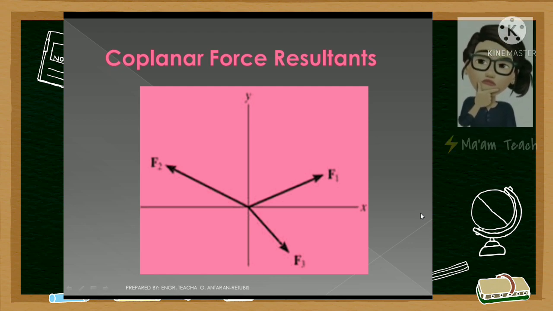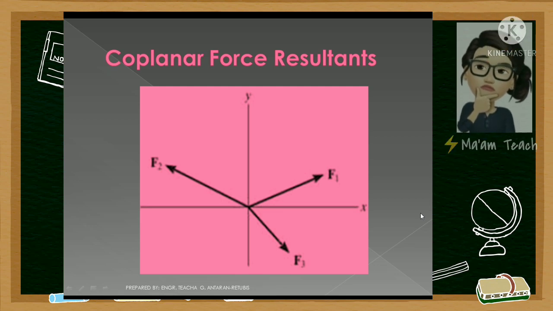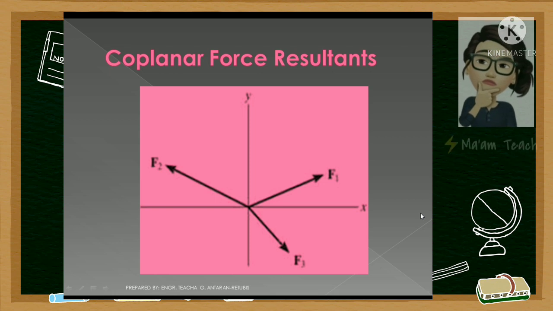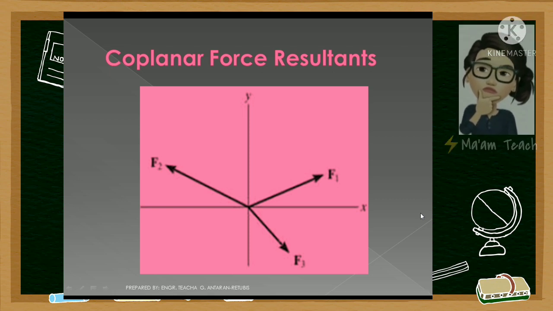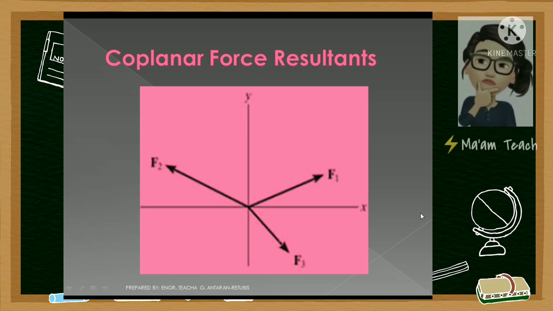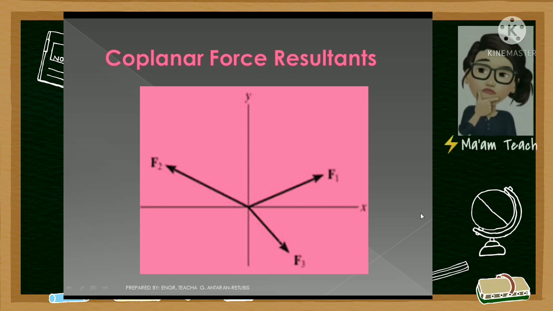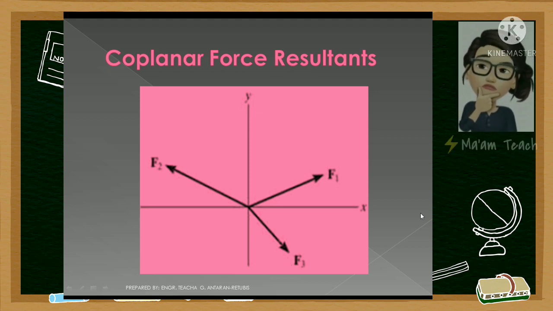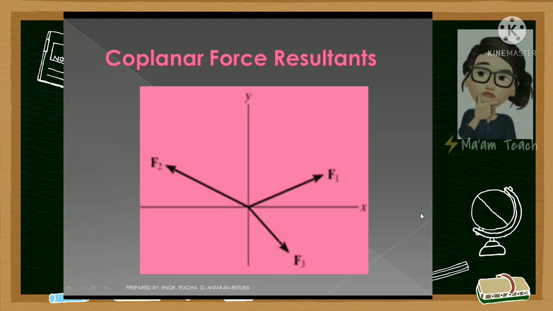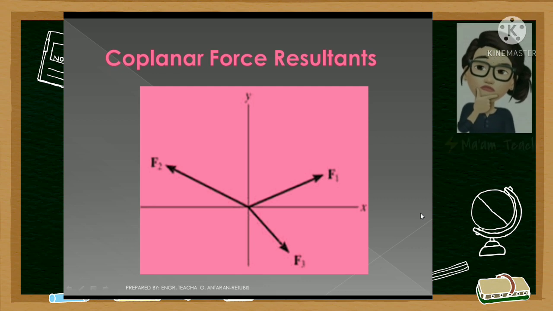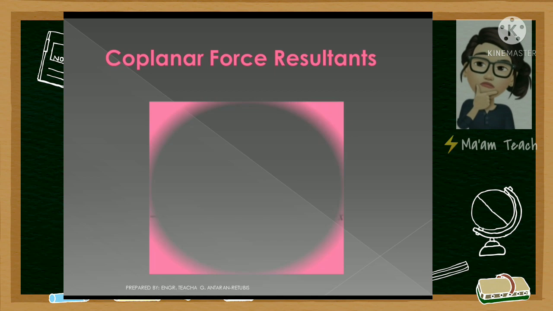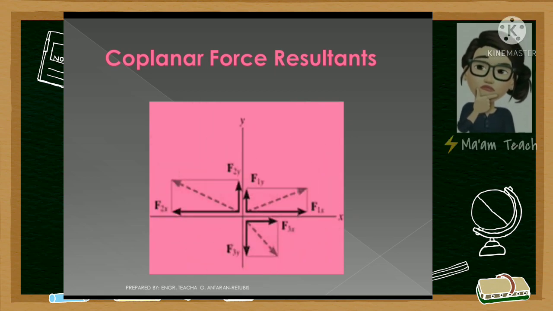So as you can see, these are 2D or two-dimensional. We have x and y axis. So if we analyze, there are x and y components in each force. So f sub 1 has its x and y component. Your f sub 2 also has its x and y component. The same with your f sub 3. So from that, if we solve for their x and y components, we may be able to use them just like this.